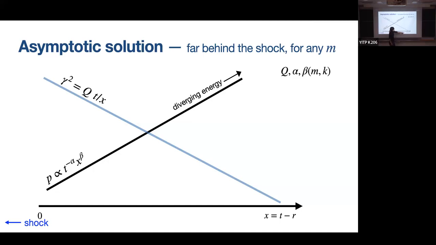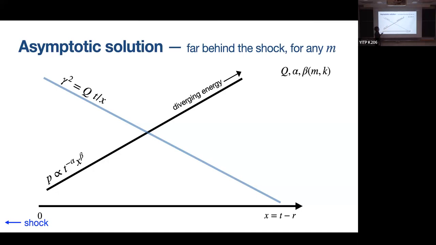With x, x is a new coordinate I'm using. It is equal to ct minus r. So ct minus r here is 0, and it increases behind the shock. The shock is not included in this picture, but it could be somewhere here. So gamma squared decreases, and the pressure increases like a power law of x.